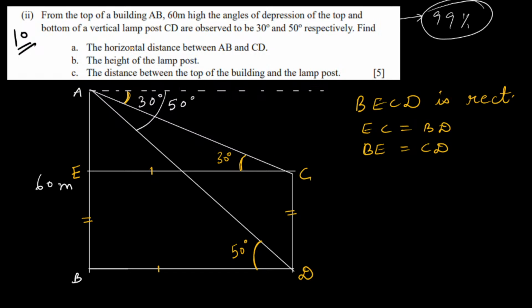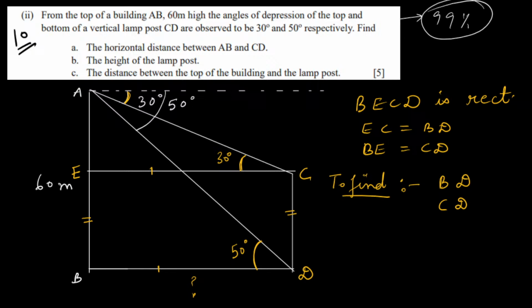Let's see now the horizontal distance between AB and CD. First I'll write the things which we have to find. The horizontal distance between AB and CD is BD. We have to find BD. Next, the height of the lamp post, which means CD, we have to find. The next thing, the distance between the top of the building and the lamp post we have to find.